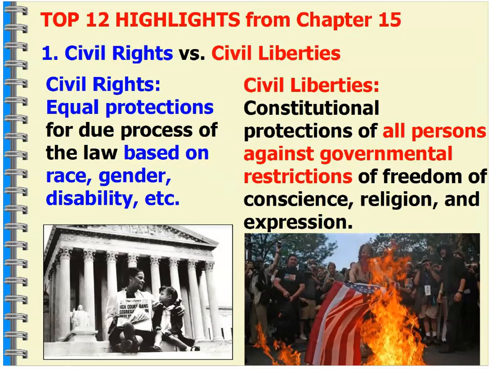Let's take it from the top, looking at the difference between civil rights and civil liberties. This chapter focused more on the liberties aspect. In Chapter 16, we'll talk more about civil rights, but let's distinguish between the two. Civil rights is really about equal protection under the law based on a protected class, whether that's race or gender, disability, national origin, ethnicity.